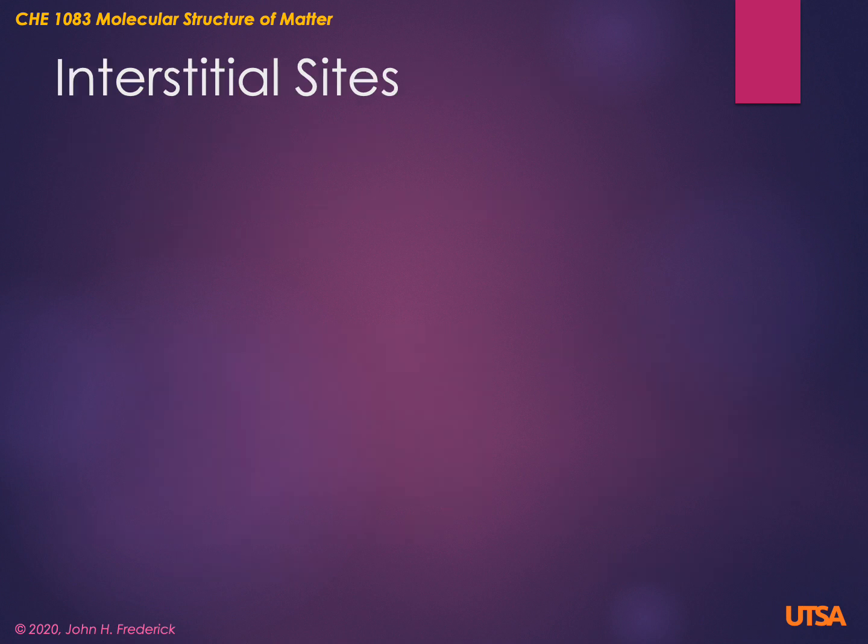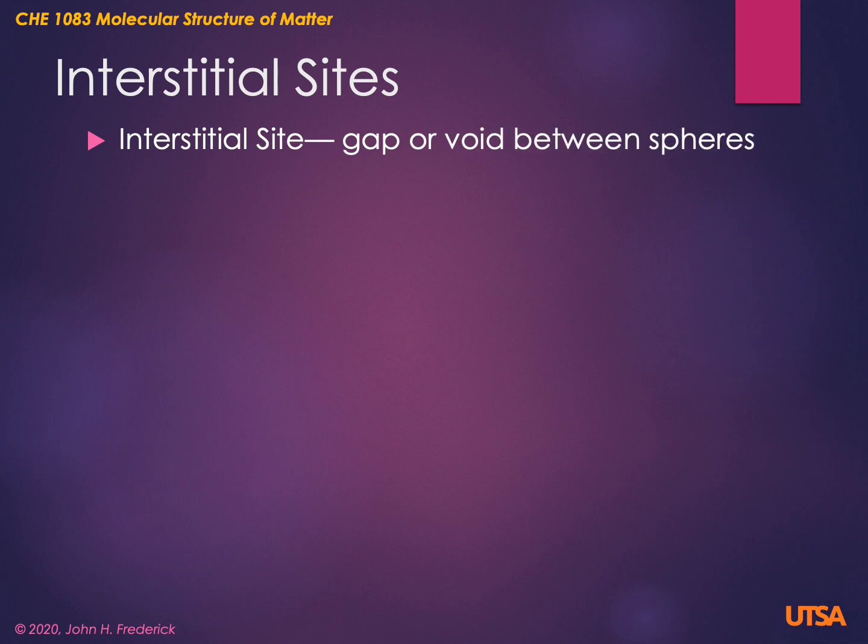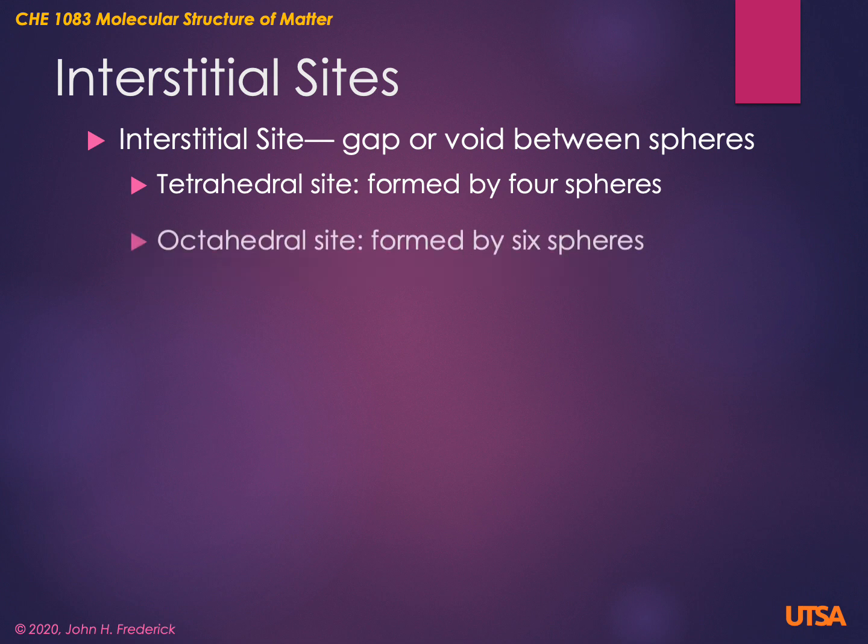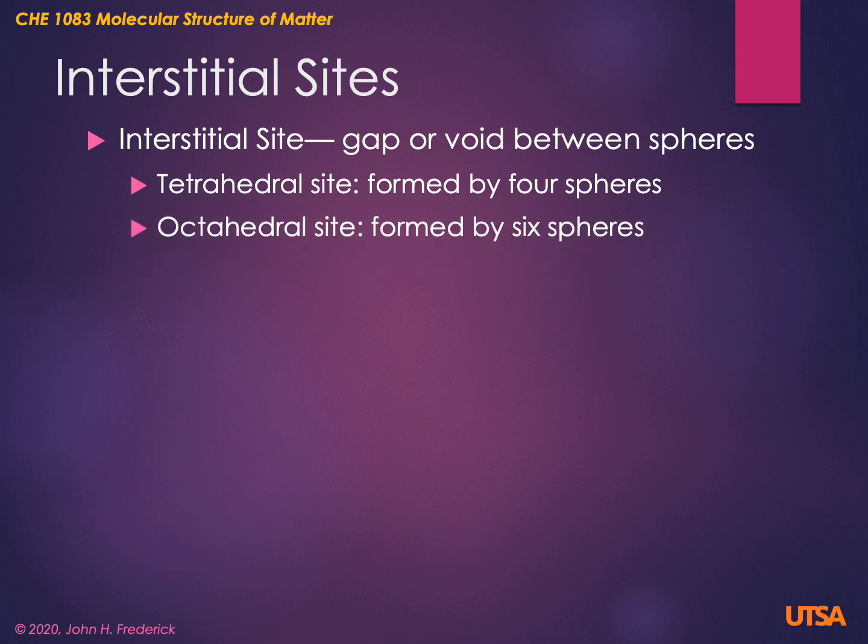Let's take a look at interstitial sites. An interstitial site is the gap or the void between the spheres in a closest packed lattice. A tetrahedral site is one that's formed by 4 spheres, and an octahedral site is formed by 6.